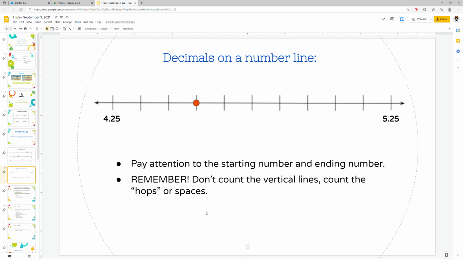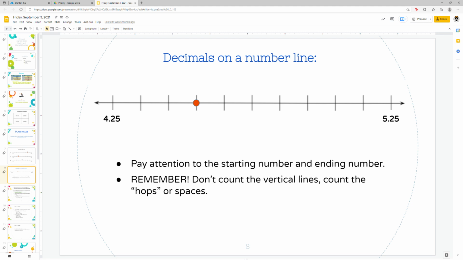A few reminders. There's one example on screen there. Always pay attention to the starting number and ending number, right? The one above is a little more confusing or a little more challenging because you're dealing with tenths and hundredths, but it only goes up by 1, right? 25 hundredths, 25 hundredths. Only difference is going from 4 to 5. So each of those 10 sections, again, is worth 10 hundredths, or a tenth.